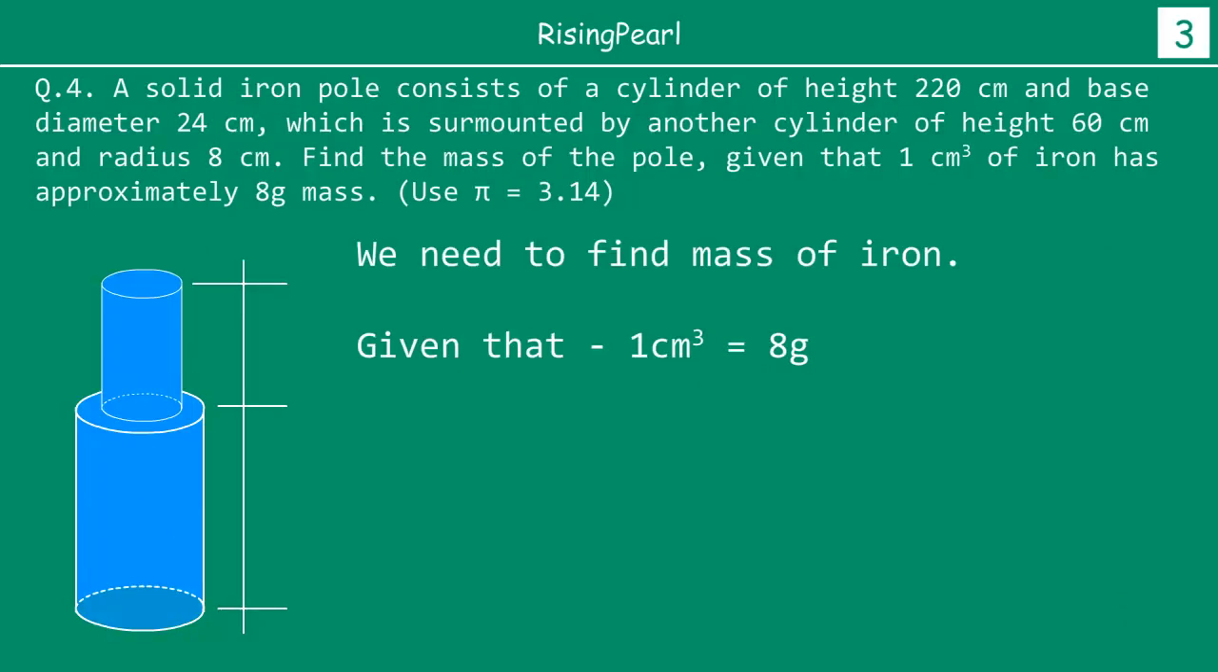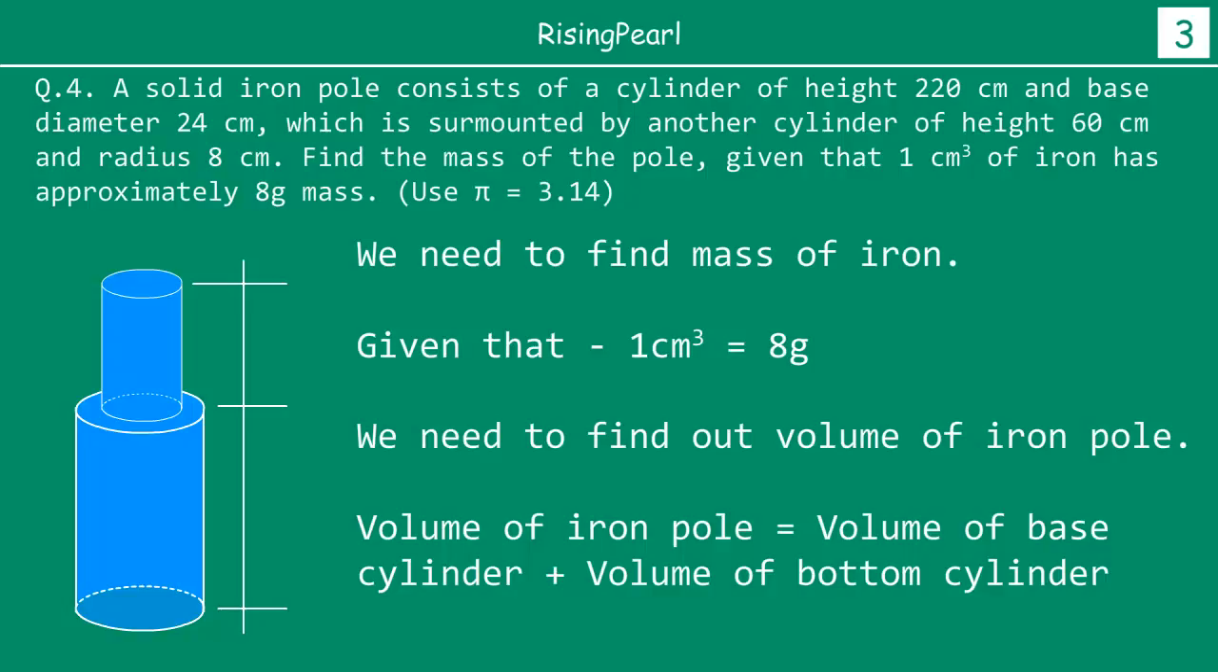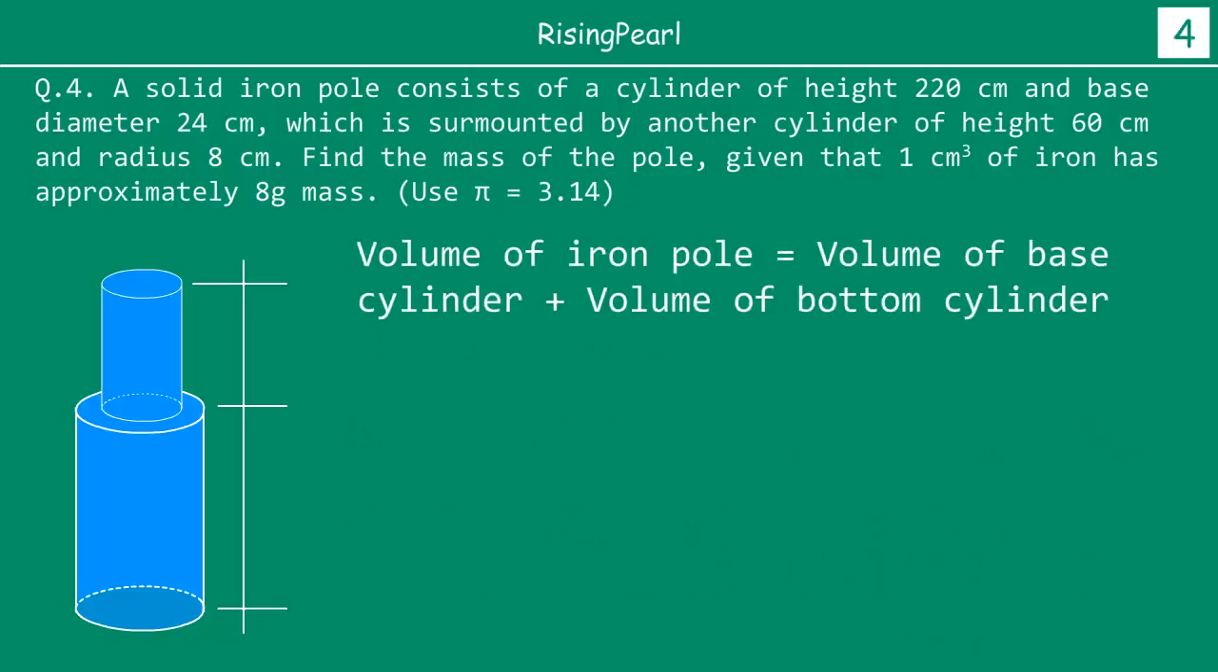So we need to find out the mass of the iron. It is given 1 centimeter cube of iron is equal to 8 grams. We need to find out the volume of the iron pole. So the volume of the iron pole will be, as we discussed, volume of the base cylinder plus volume of the top cylinder, right? So now if we have to calculate the value, what is the formula to find out the volume of the base cylinder and the volume of the top cylinder?